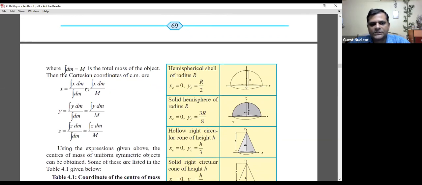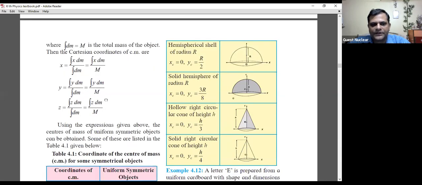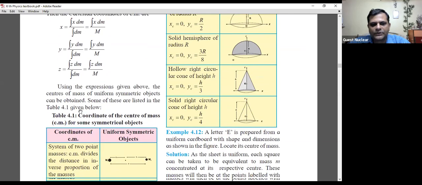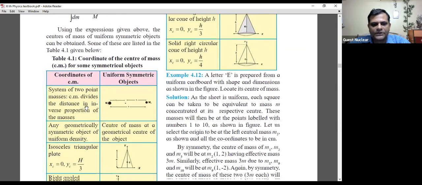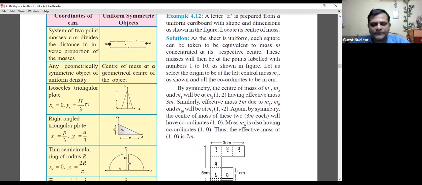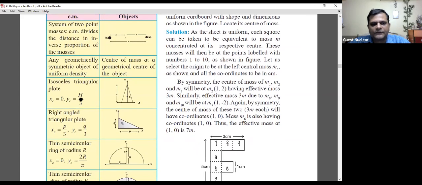X coordinate of the center of mass can be obtained to be integration of x dm upon capital M. In the same way, y and z coordinates can also be obtained. And based on this integration formula, we can just have the formula for the center of mass of different systems like isosceles triangular plate, whose height is capital H, lies at h/3 distance from the bottom point. तो ये bottom point से 1/3 height पे वो center of mass lie करता है isosceles triangular plate का.